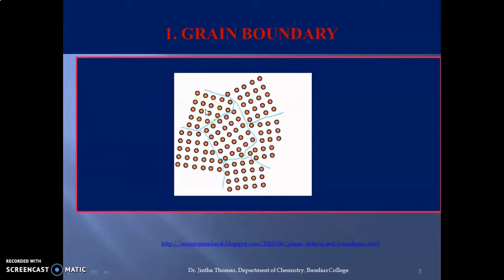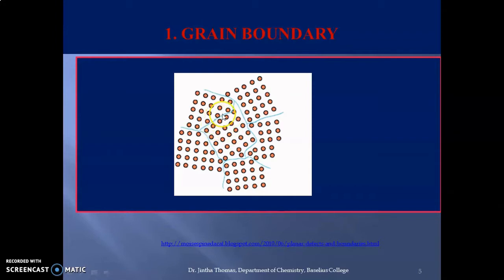Here, you can see an orderly arrangement of lattice points or atoms. Then here also, there is a perfect crystalline lattice arrangement, where atoms are arranged in a perfect manner. So you can see here, here, here, these parts have perfectly packed or positioned atoms.